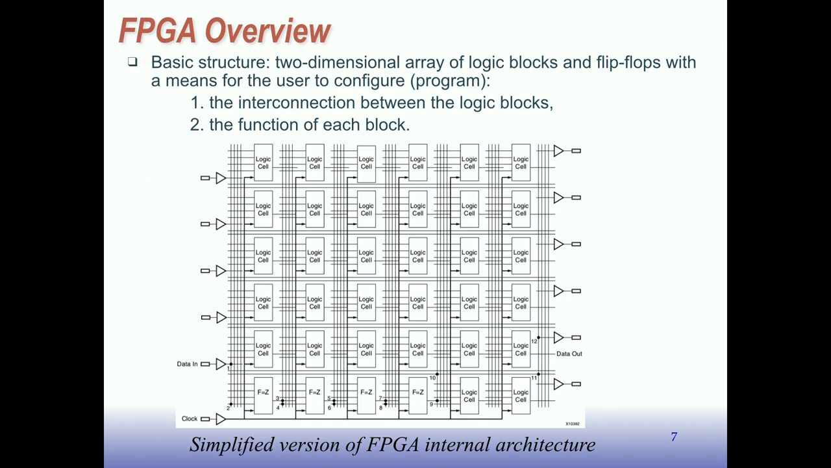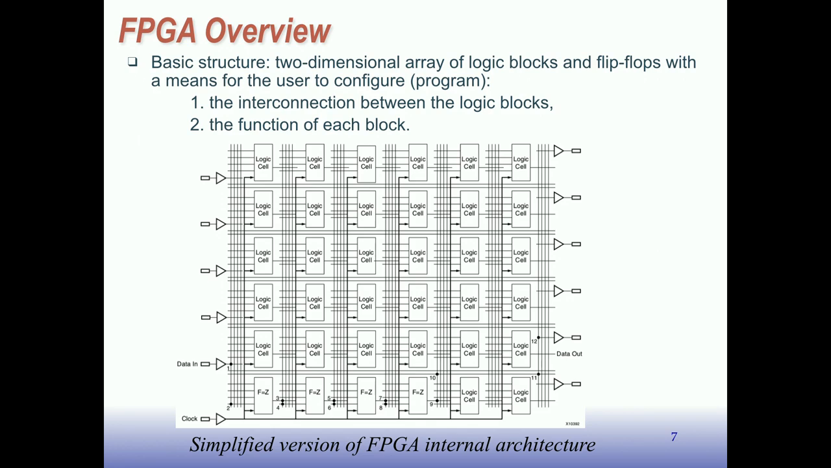Right? And so here's an array of logic blocks. This would be a particularly small FPGA. But here's a two-dimensional array. Here's the logic blocks. It's labeled as logic cells here. And there's a bunch of wires. And these wires are configurable, so we can use the wires to make connections between the logic blocks. And we can define the function of each logic block to be anything we want.